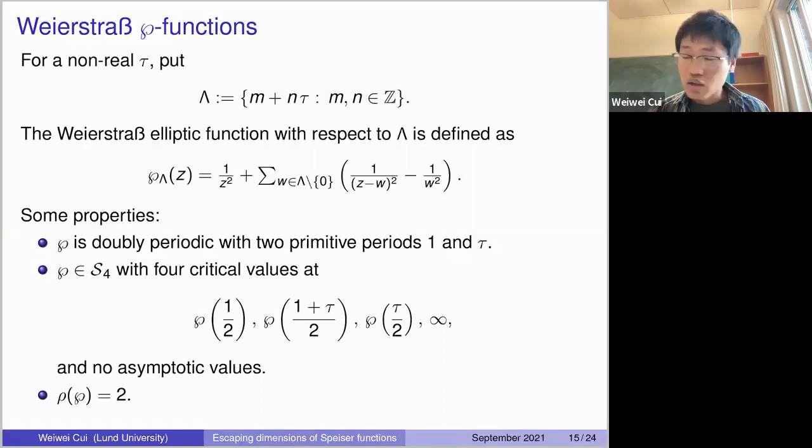So first I'll recall for you the Weierstrass p function. The p function is a doubly periodic function. You define, for a non-real number tau, this lambda, which you can call a lattice. And the Weierstrass p function is defined by this formula, which is not important to us now. But it has some properties: the function is doubly periodic with periods 1 and tau. And it belongs to S4 with 4 critical values, which are at P of 1/2, P of tau over 2, P of (1 plus tau) over 2, and also infinity. Infinity is a critical value, but this P function does not have any asymptotic values. Moreover, the order of growth of the function is 2. You can estimate.